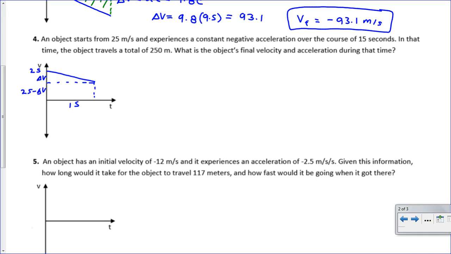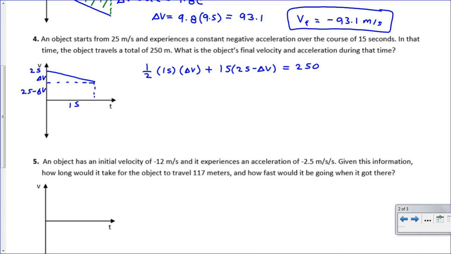And what we're going to do here is go ahead and calculate what that area would be. We know it has to equal 250 meters because the area of this shape needs to be 250 meters, because that's how far the object traveled. So we say for the triangle 1/2 times 15, because that's the base of the triangle, times delta V, because that's the height, plus 15 times 25 minus delta V, because that's the sides on the rectangle. We know that this has to equal 250.